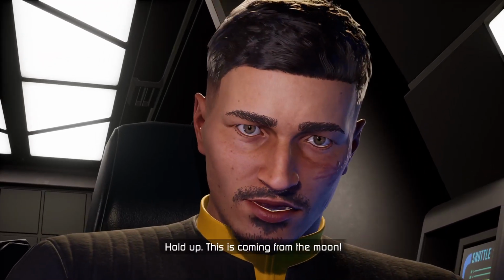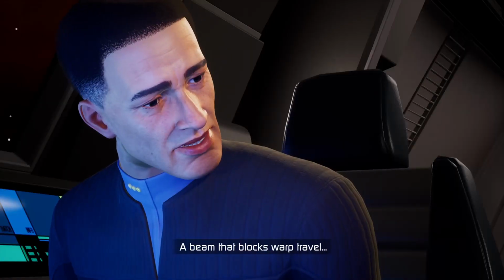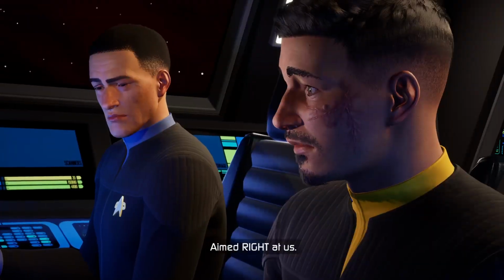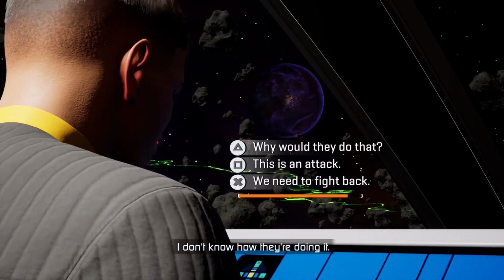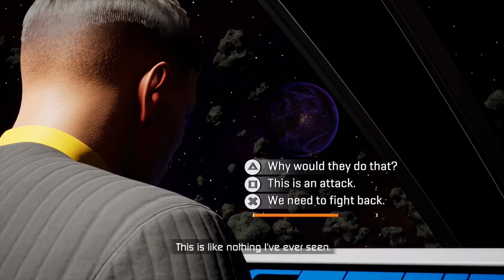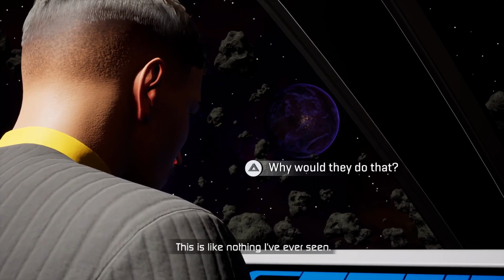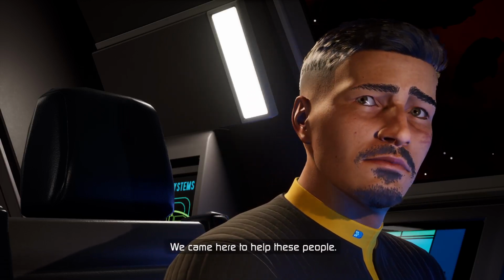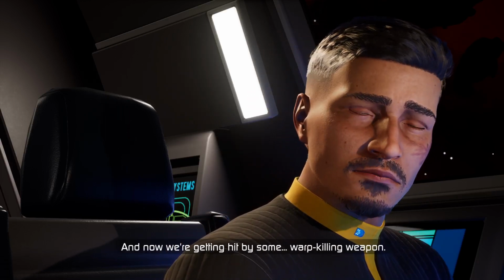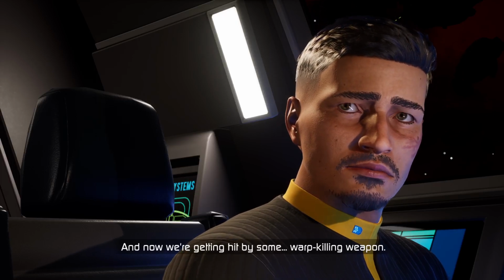Hold up. This is coming from the moon. Beam that blocks warp travel. Aimed right at us. Someone is doing this intentionally. I don't know how they're doing it. This is like nothing I've ever seen. Why would they be doing this? We came here to help these people. And now we're getting hit by some warp-killing weapon?